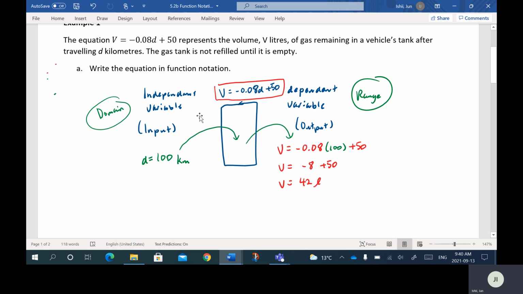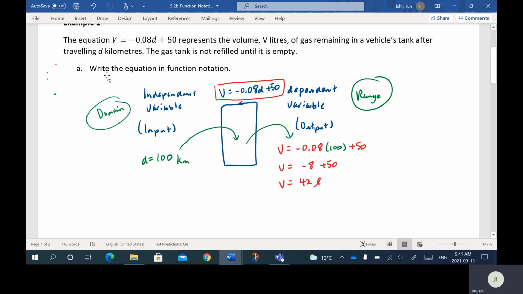All right, so quite a bit of theory being thrown at you right now, but hopefully that makes sense. The independent variable is basically the number you plug in. The dependent variable is the one that comes out. So the independent variable is always your input, the dependent variable is always your output. Domain is the numbers you plug in, and the range is the ones that come out. So that's why this one's dependent, that one's independent.